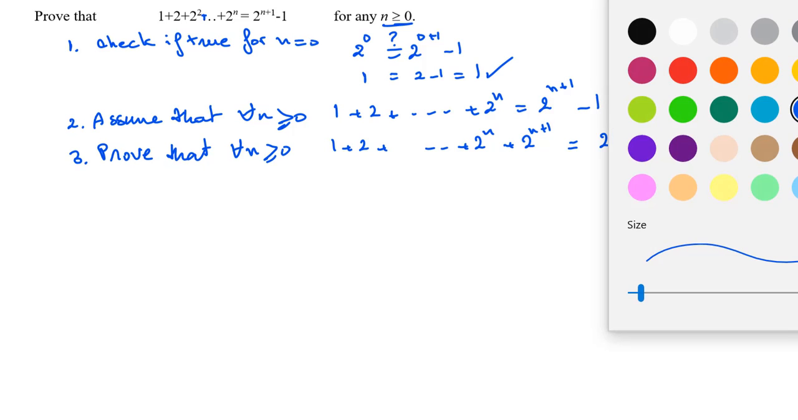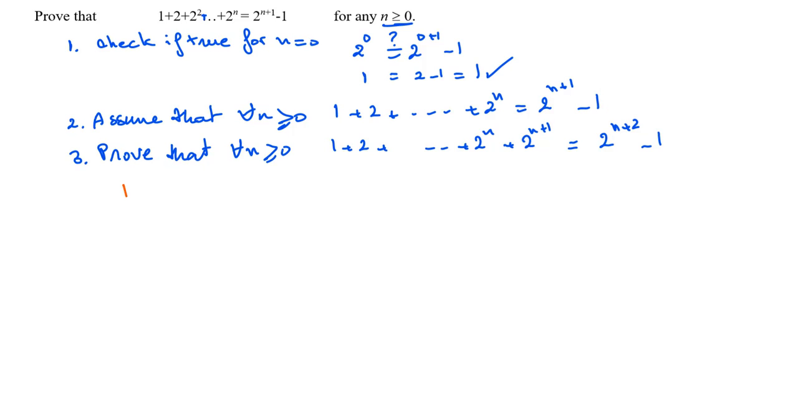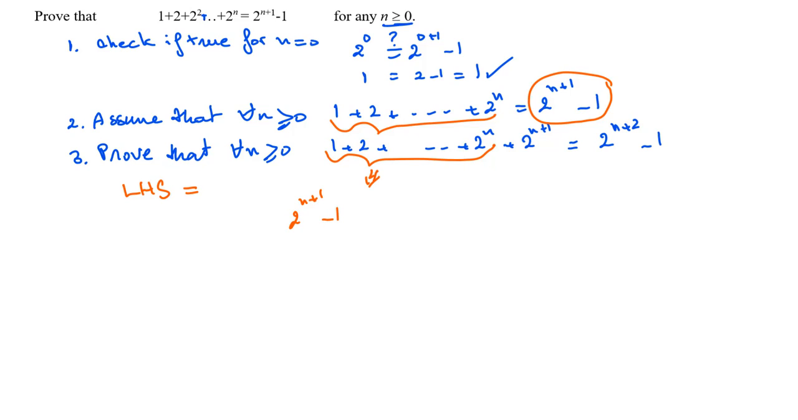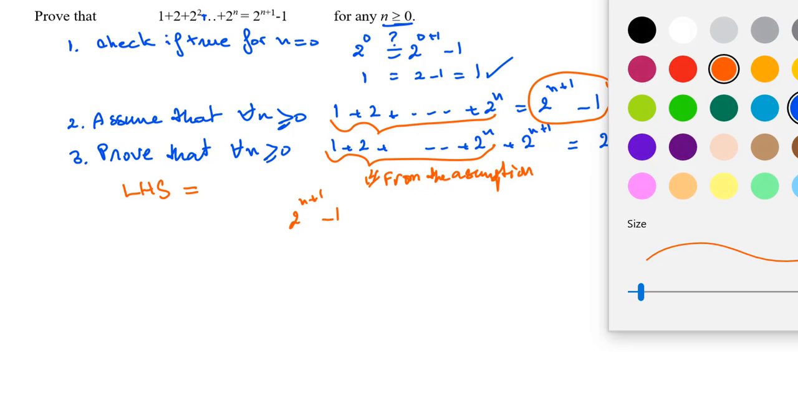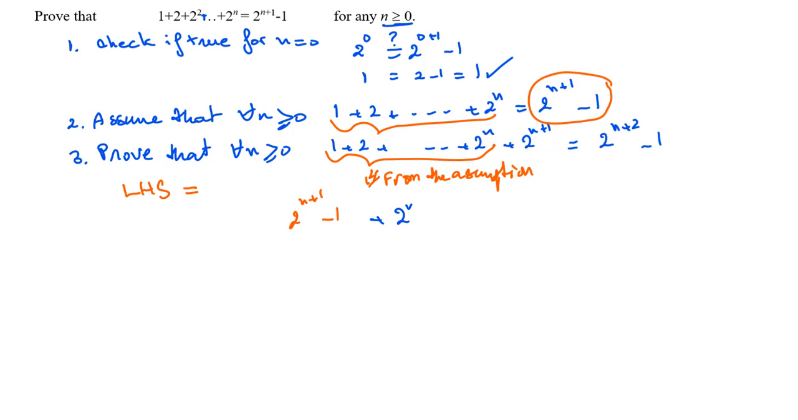So again, the left hand side. Here is the left hand side. This is the same as 2 to the n plus 1 minus 1. You must state that this is from the assumption. Then we're going to add 2 to the n plus 1. Is this really equal to, that's the question mark, 2 to the n plus 2 minus 1?